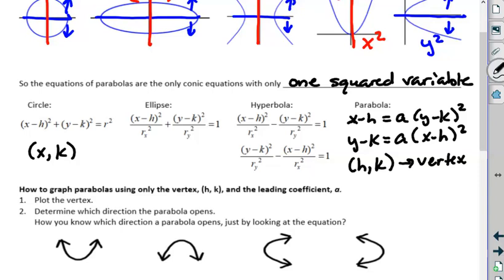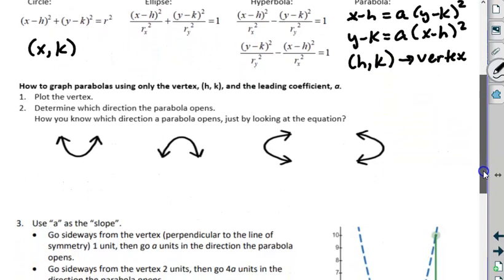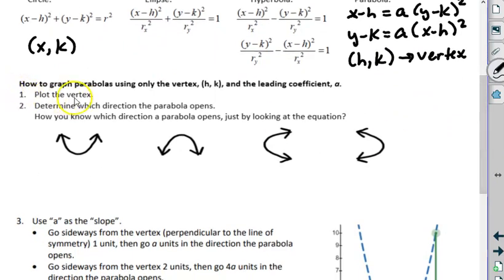Now, if you are given the equation of a parabola and asked to draw the graph, what would be the steps that you would go through? You'd start out by plotting the vertex using the points h and k in the equation. Then you'd have to determine from the vertex which direction the parabola is going to open, because there are four possible directions the parabola could open.